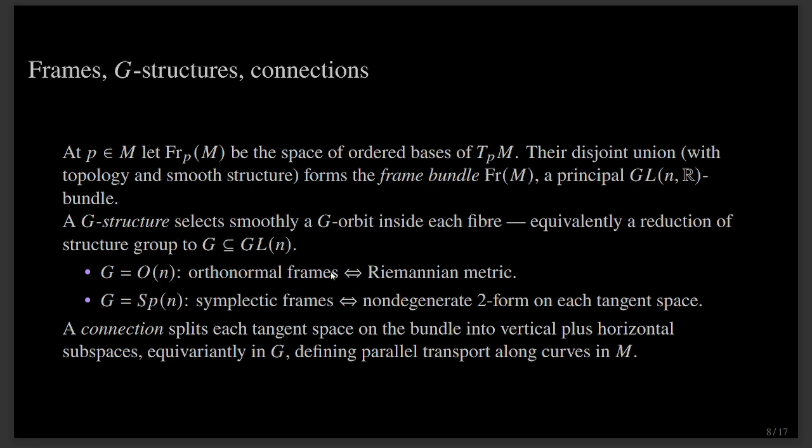We can have this if and only if there is a Riemannian metric, or if we have the G bundle of these symplectic frames, we can have this if and only if we have a degenerate 2 form on the tangent space. And a connection then is said to equip the bundle with a G equivariant horizontal distribution, defining the parallel transportive frames and technically tensors along curves in the manifold.